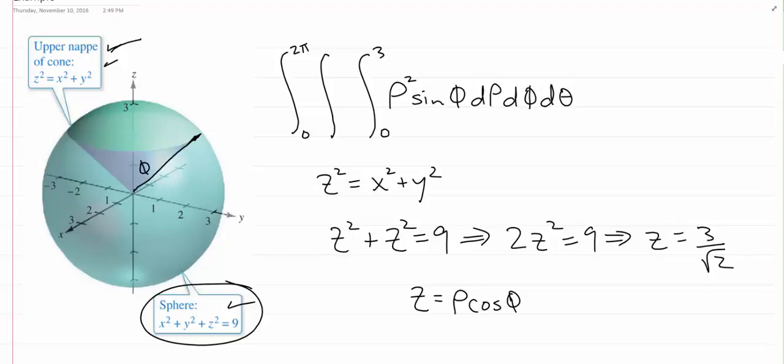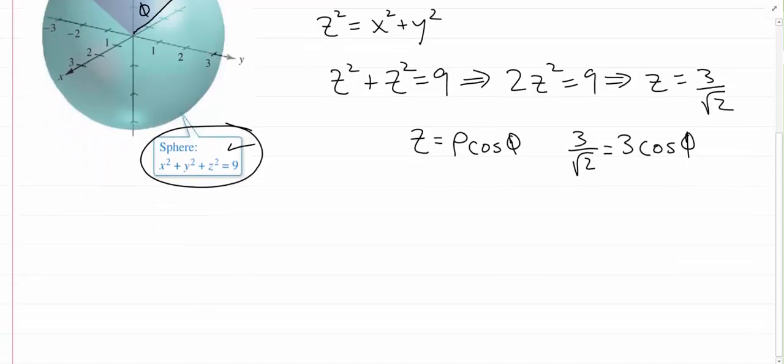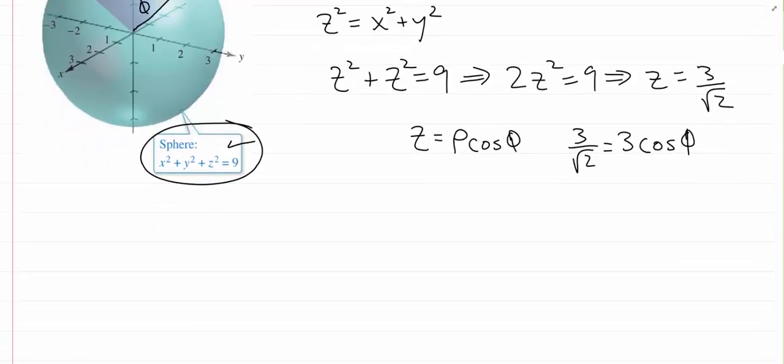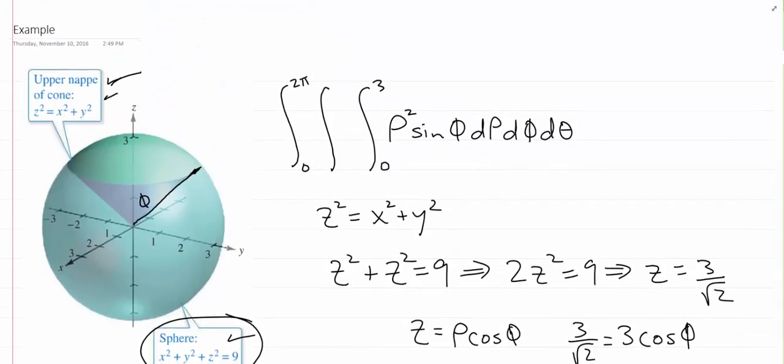Now, we know a couple of things here. We know that z is 3 over the square root of 2. And we know rho is 3. This is something that we can solve. So if we put our minds to it, we can say cosine phi is equal to 1 over the square root of 2, or you might be familiar with the square root of 2 over 2, and of course that corresponds to pi over 4. So our last step would be to put 0 to pi over 4.